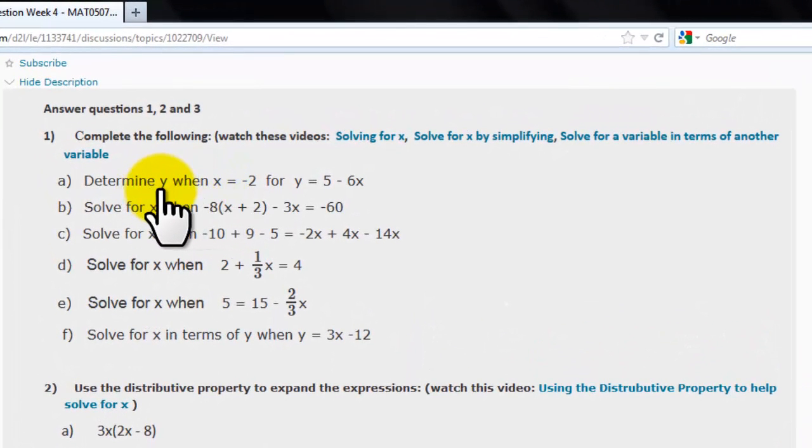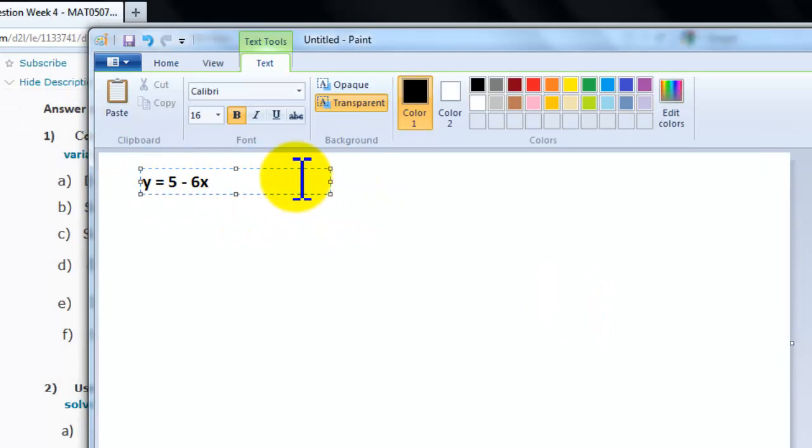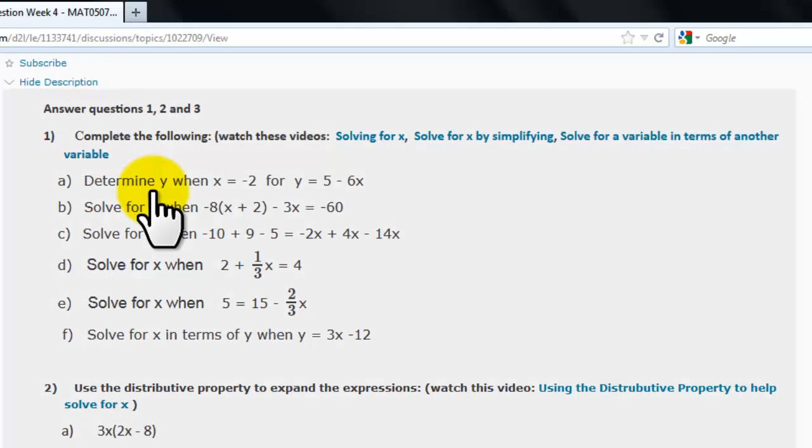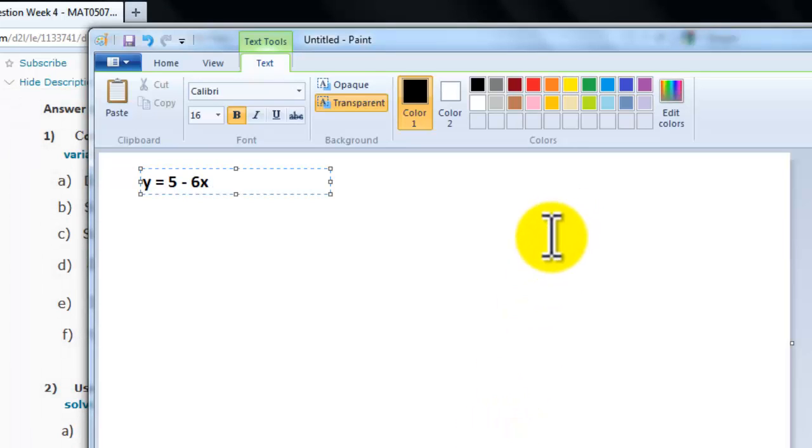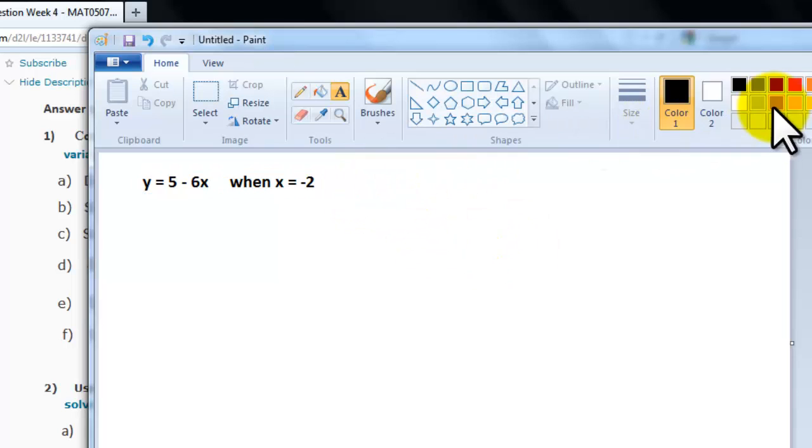When you determine y when x equals -2. Most people did okay with this one. Okay, and they're telling us over here when x is -2. So they're giving us a value for x. Whenever they give you a value, you could just plug in that value into the equation. So x is now not x anymore, but it becomes the -2.